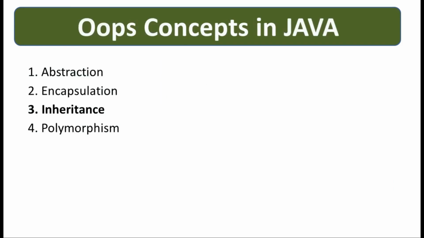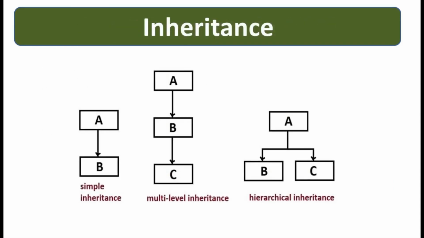Now we will see what is inheritance. Inheritance is the process of acquiring properties from one class to another class. So whatever the labels that you are seeing in this view, A, B, C, in these three diagrams, simple inheritance, multi-level inheritance, hierarchical inheritance, A, B, C are classes. There are three types of inheritances: simple, multi-level, hierarchical. We'll see one by one with example. A is a class, B is a class. B is acquiring properties from A. It means that in simple words, A is a parent class, B is child class. Child is getting properties from A.